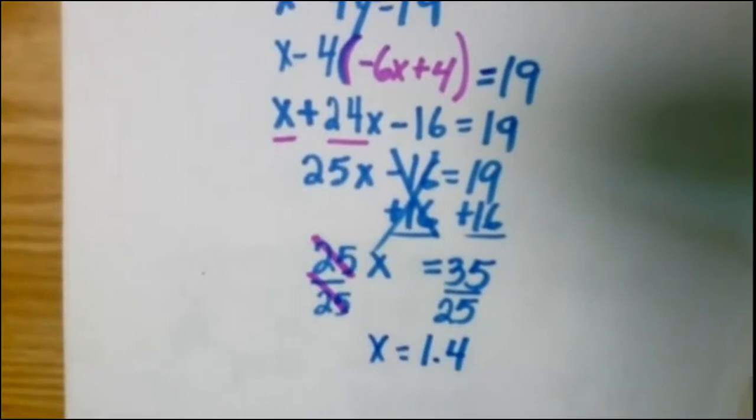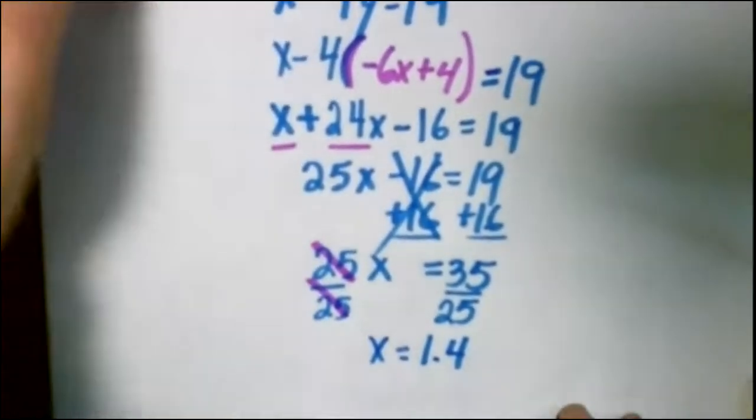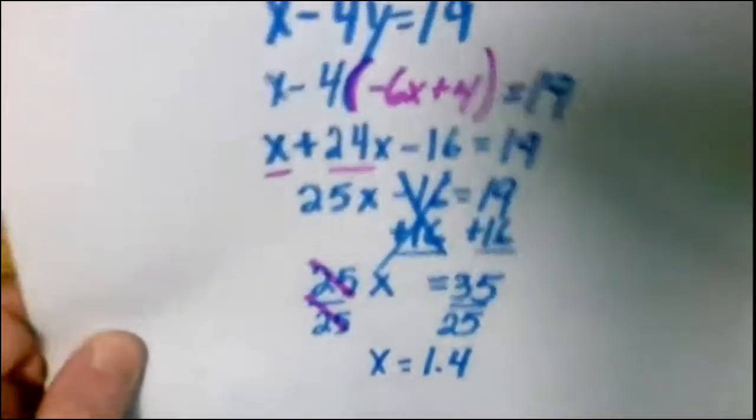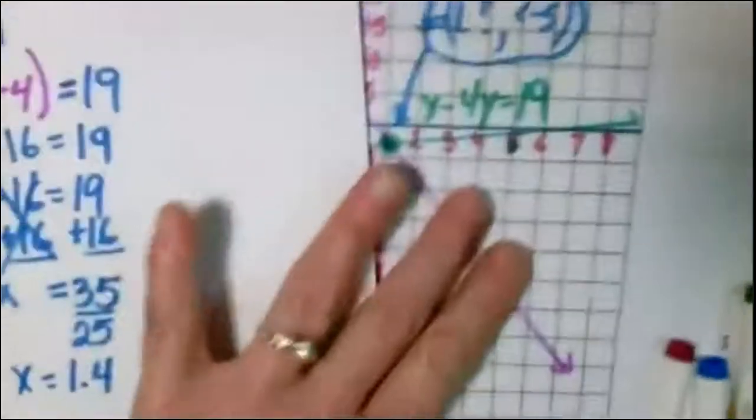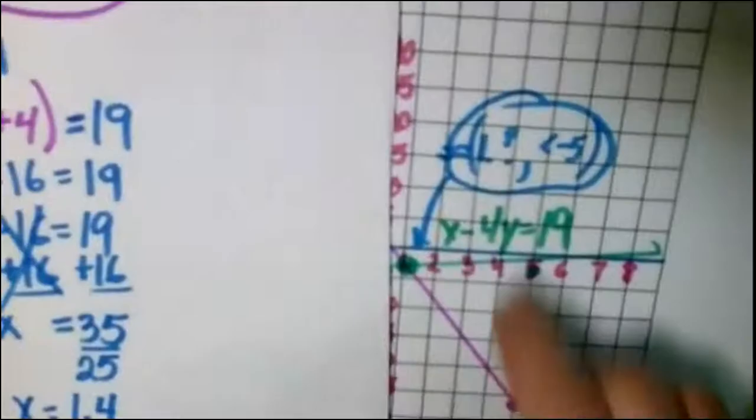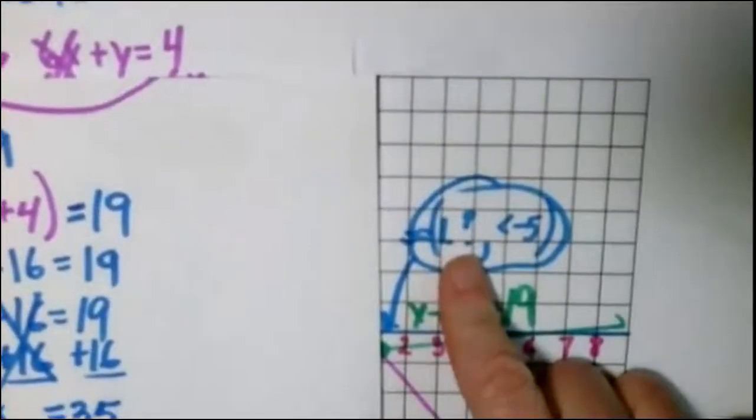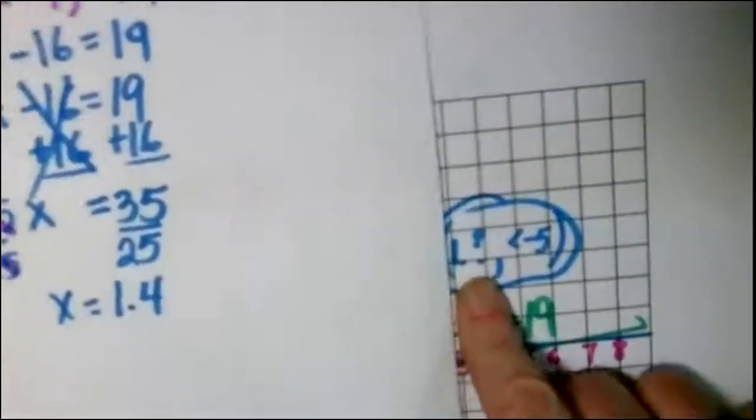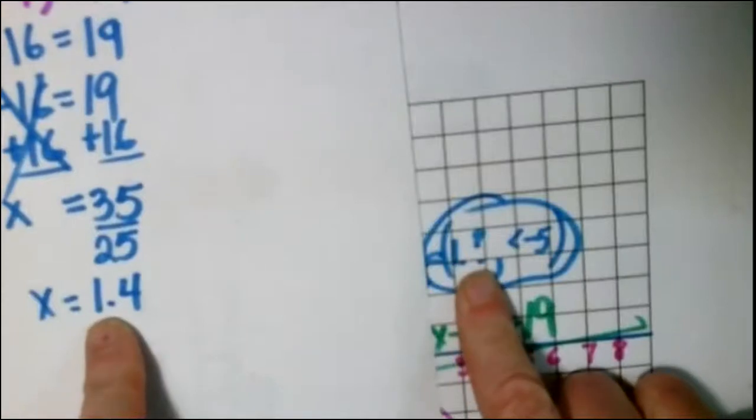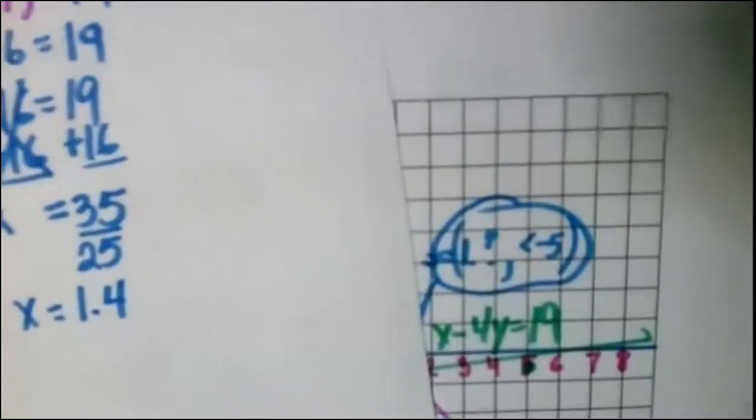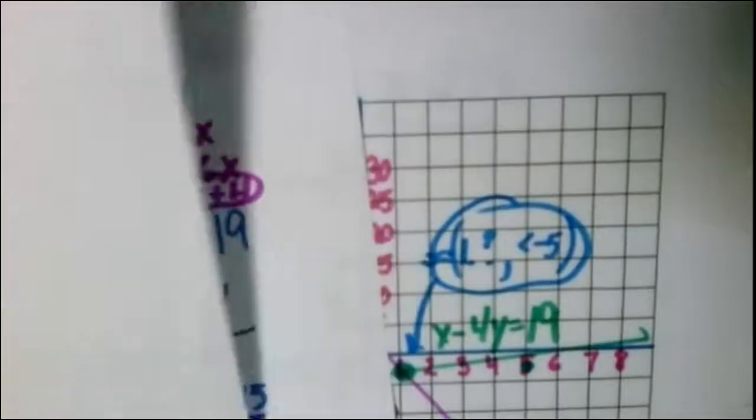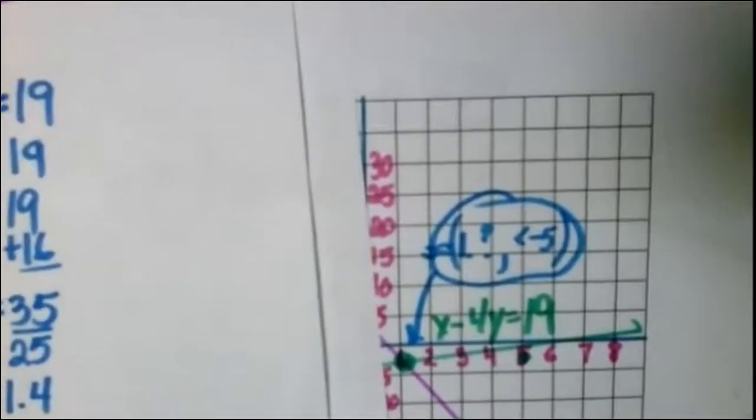Let's double check that with our graph. Where did our graph go? Let's see what our value had to be for the x. We had come up with an estimated value of 1 point something. We came up with our x value being 1.4. So we did it right. We estimated and we were close. We were close on our estimate and we were exact on our x value.